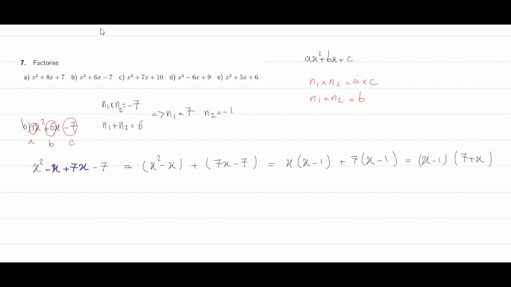Now let's solve another example. Let's say that you want to factorize d in here, which is x squared minus 6x plus 9.